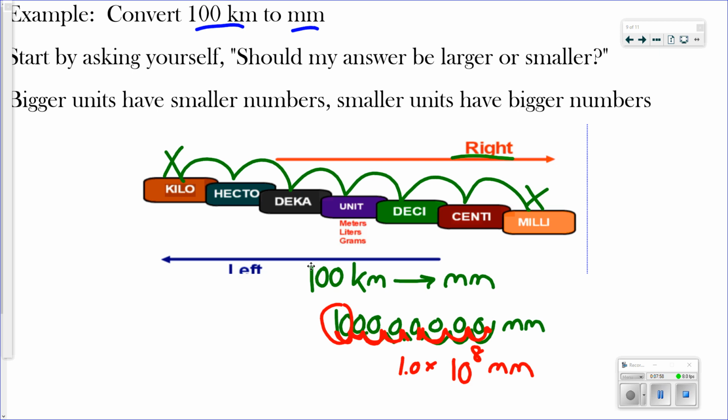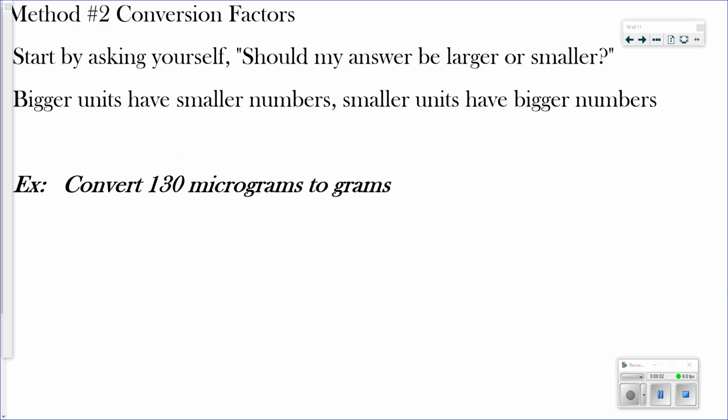Let's look at the conversion factor method. The conversion factor method works really well if you've got units that are not on the King Henry staircase. You start by asking yourself the same question, should my answer get smaller or larger? And that's a double check for after you do your math. After you do your math, you can see if your answer makes sense. So let's convert 130 micrograms to grams. I start here by writing what's given.